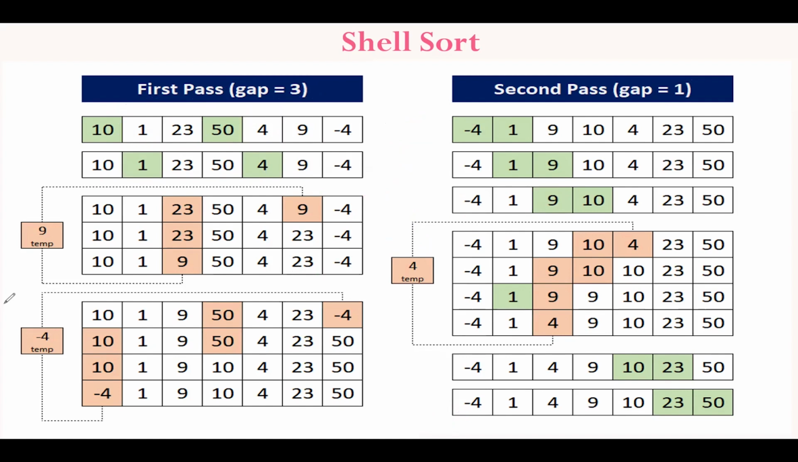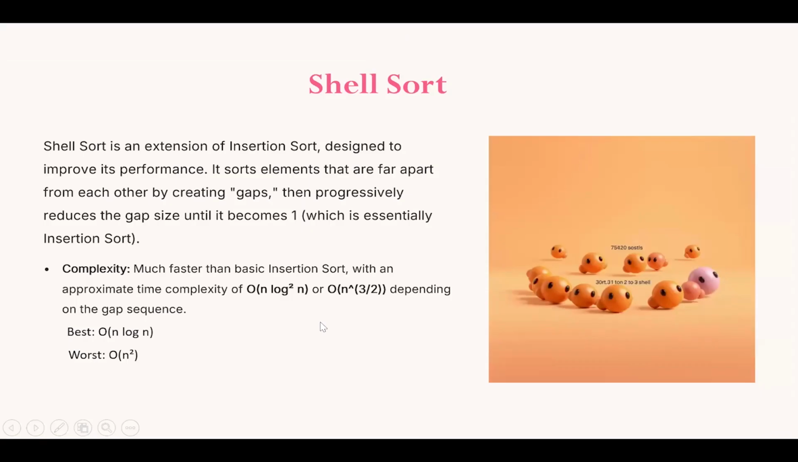When it comes to shell sort, you should remember the concept of gaps. Shell sort is an extension of insertion sort designed to improve its performance. It sorts elements that are far apart from each other by creating gaps, then progressively reduces the gap size until it becomes one, which is essentially insertion sort, like I told you.